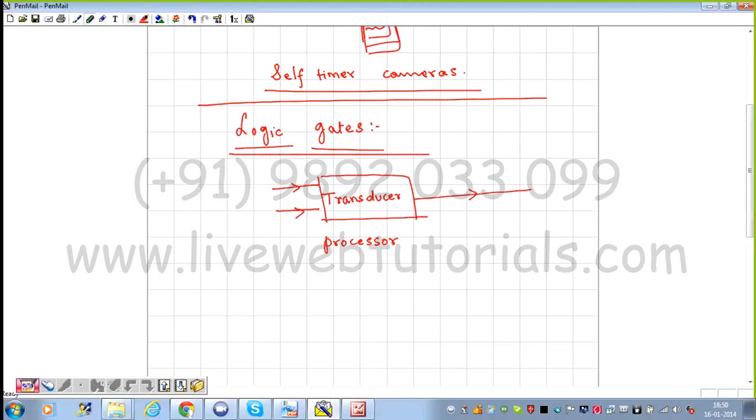So on the basis of this, the logic gates are going to function. We are going to have different types of logic gates, and depending upon what input and output we are going to get, we are going to prepare a table for this. These tables that are prepared, we will call them truth tables.